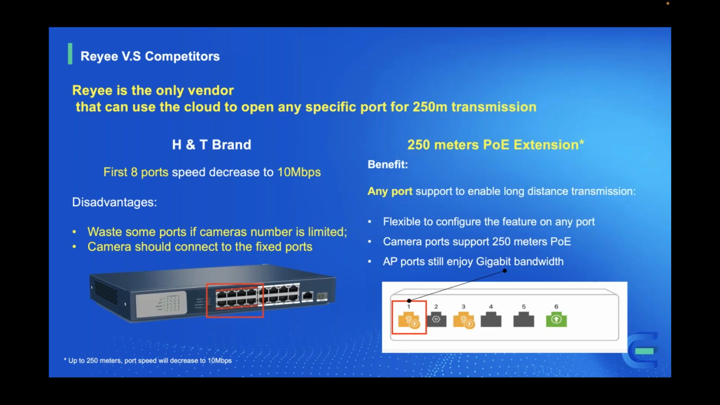And for the TP-Link, it's the same thing. Once you enable the function on the TP-Link switches, all the ports decrease to 10 megabits per second. So other devices like access points, IP phones, and PCs are also limited to 10. But with our switches, any port supports long distance transmission. It will be more flexible. So let me show you on the app.